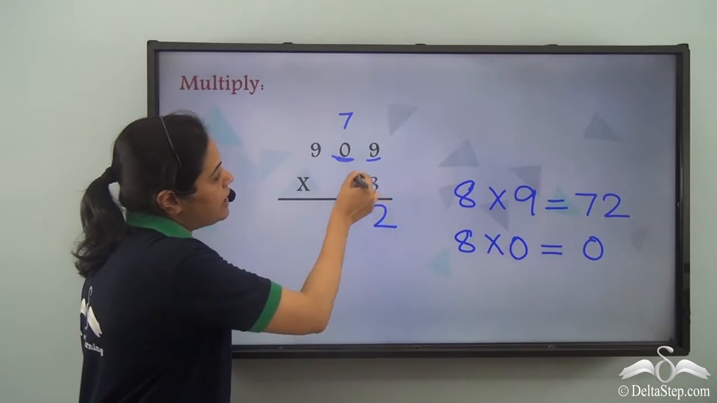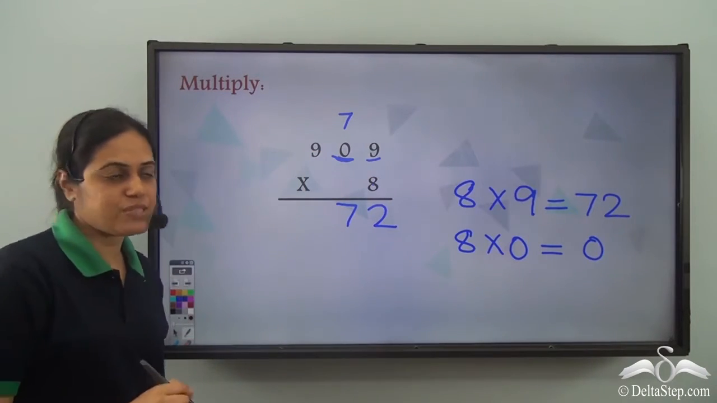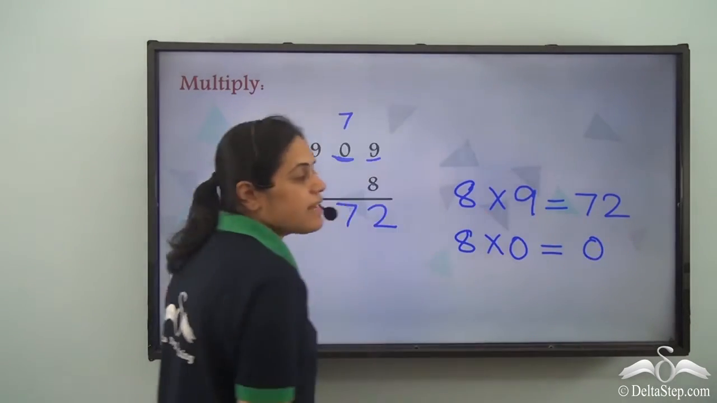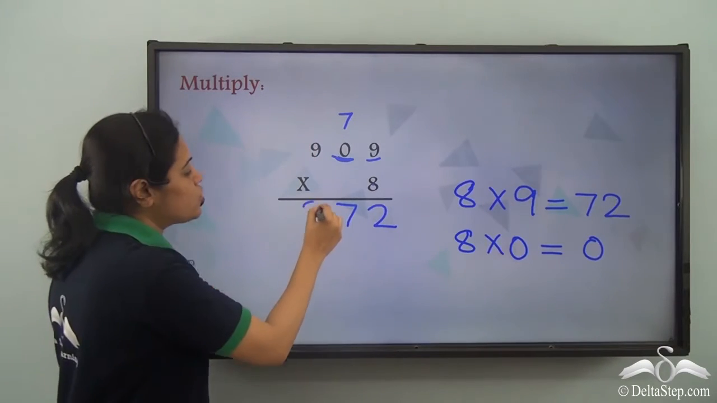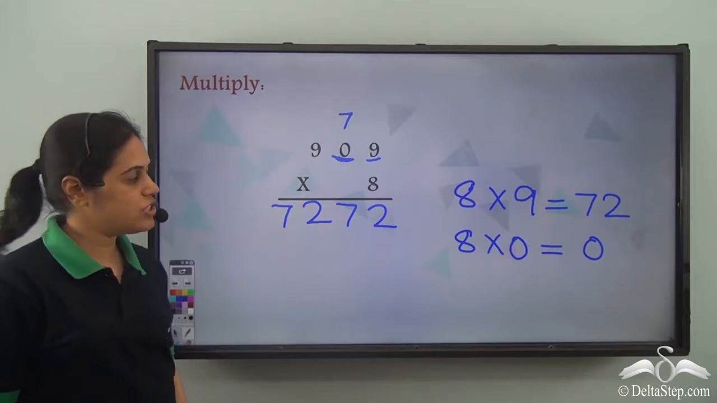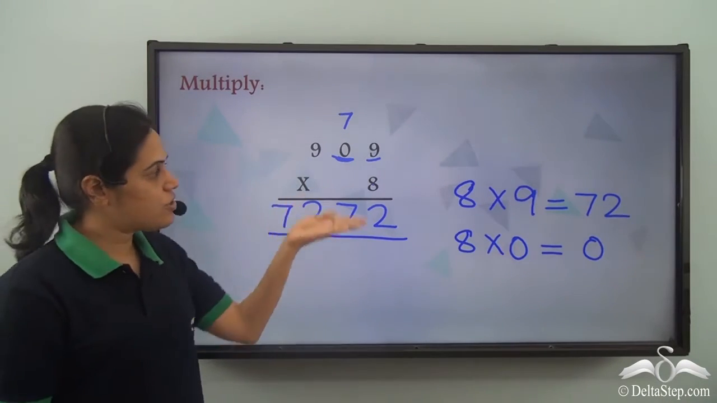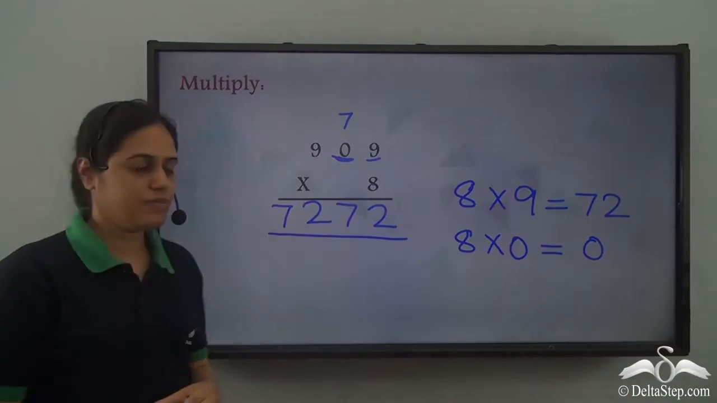Once again I multiply 8 by 9. This 9 is the 9 in the hundreds place. 8 into 9 is 72. So I write 2 in the hundreds place and 7 is written in the thousands place. So I have 7272. This is the answer of this multiplication.